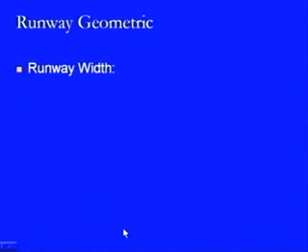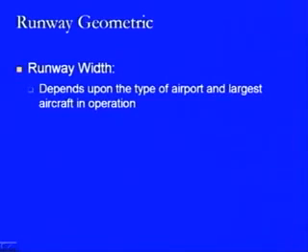Now we come to another runway geometric feature. This is runway width. We have to see what width needs to be provided, and this depends on the type of airport as well as the biggest aircraft which will be using that airport. Now, when we say there is a biggest or largest aircraft which will be using the airport, this is basically in terms of the wingspan.